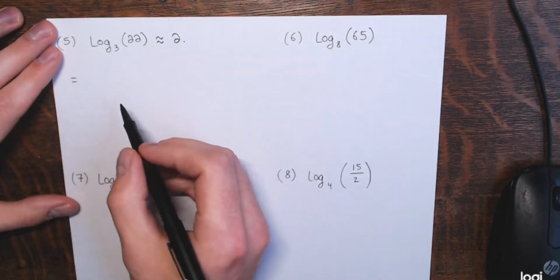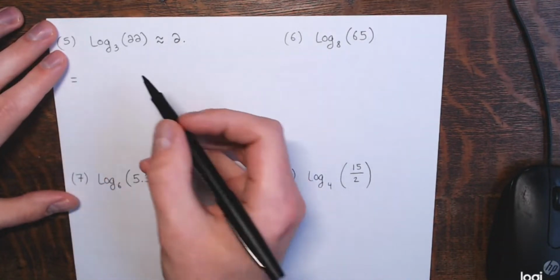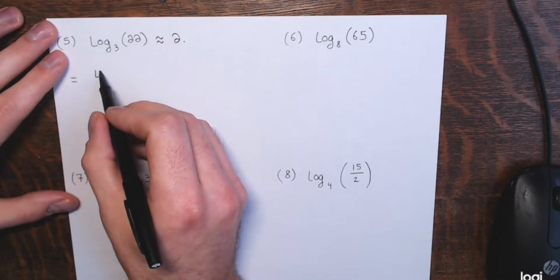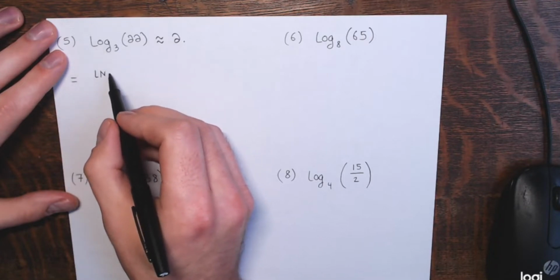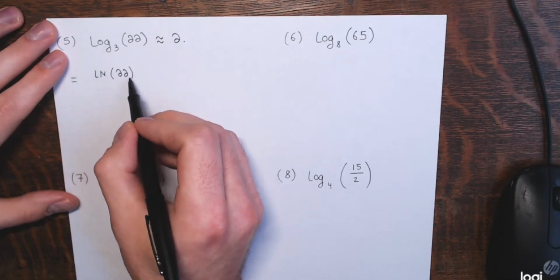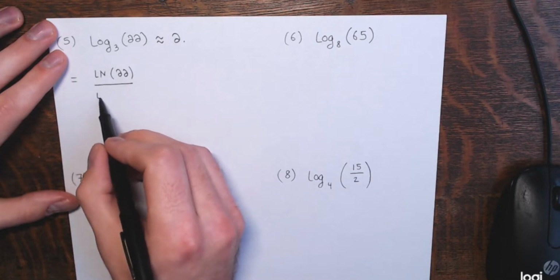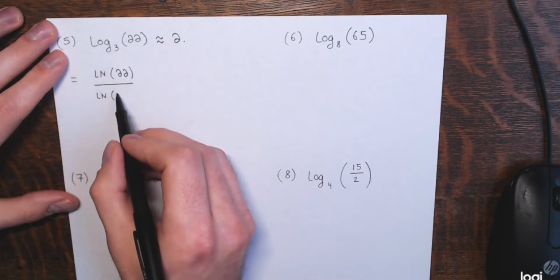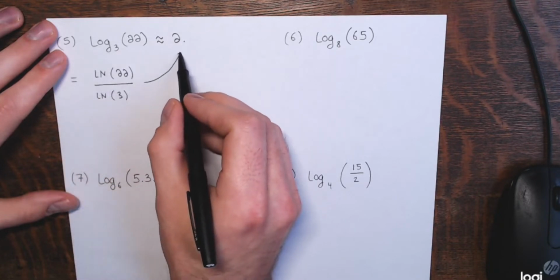Go to my change of base rule. This time I'll use log base e. I'll do the natural log. So instead of log base 3, I do natural log of 22. But then make sure to divide by the natural log of the original base of 3. And this should give me the value they're asking for.